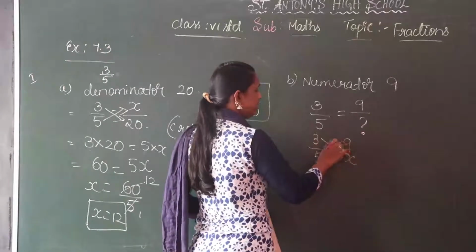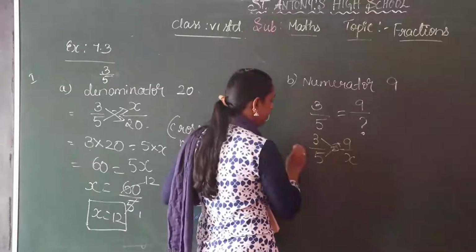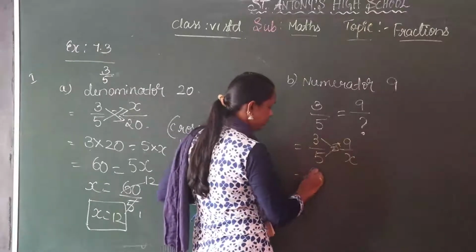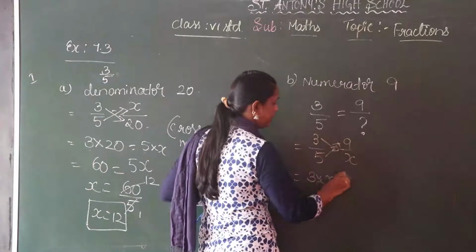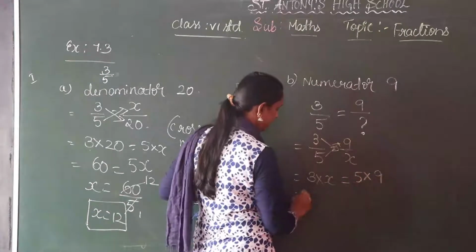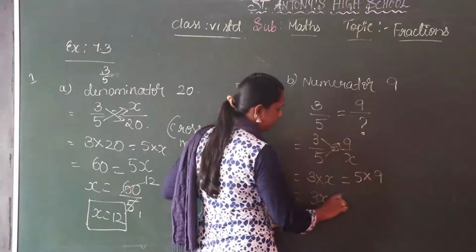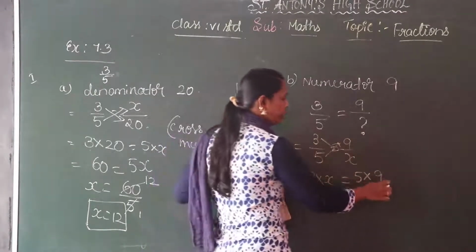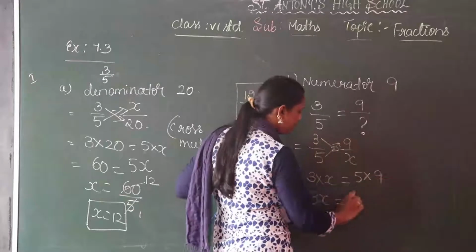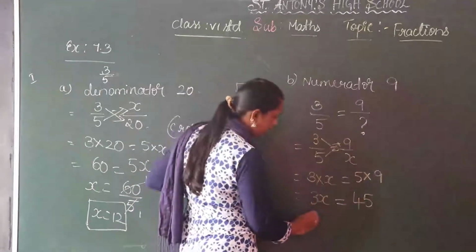First step, what children? Cross multiplication. 3 into x is equal to 5 into 9. 3x is equal to 5 into 9. 5 nines are how much? 45. So then we want x only.